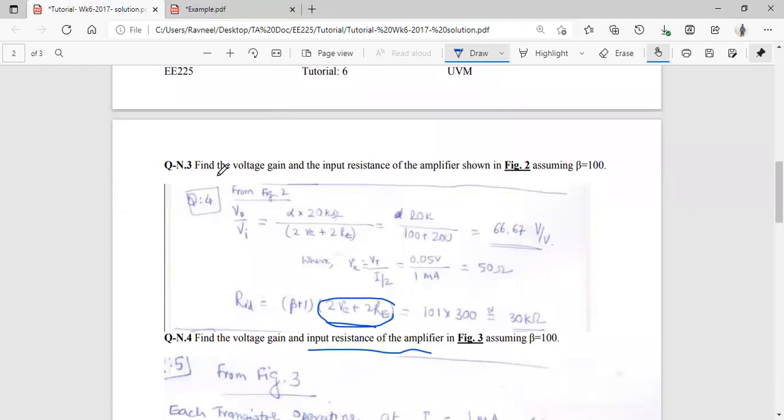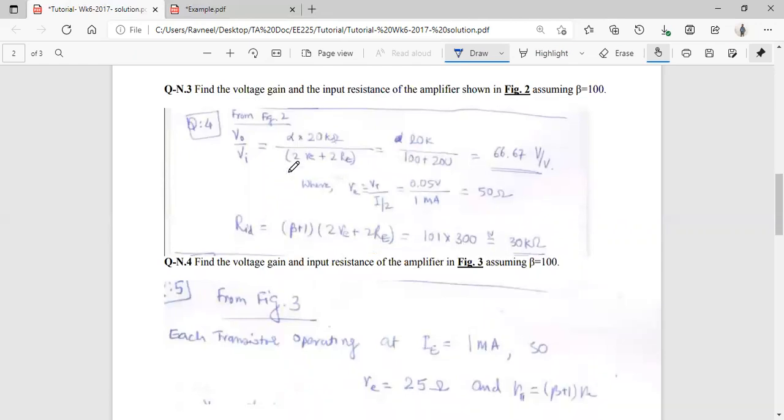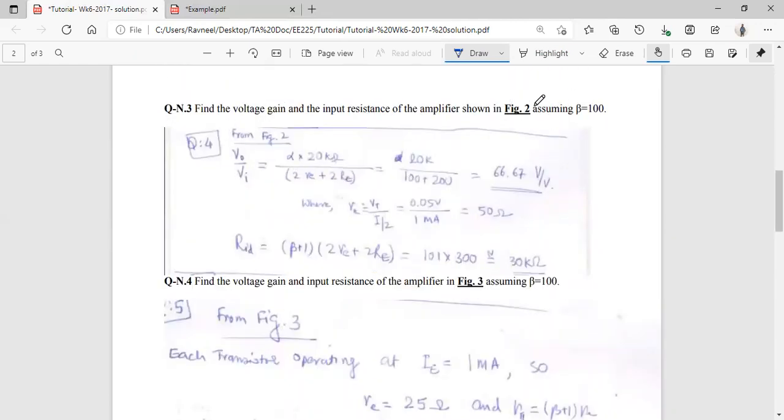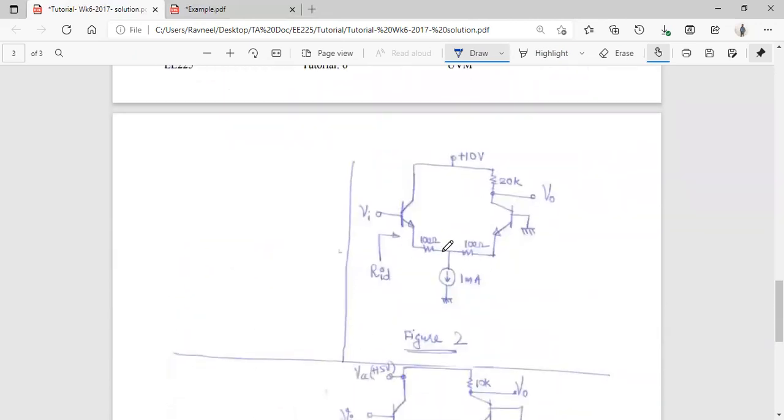Moving on to the third question. The third question is, find the voltage gain and the input resistance of the amplifier shown in figure 2, assuming beta is equal to 100, right? So it says we need to find the voltage gain and the input resistance. Voltage gain for this particular question, if you visualize this diagram, figure 2, this is the figure that is being talked about, right?